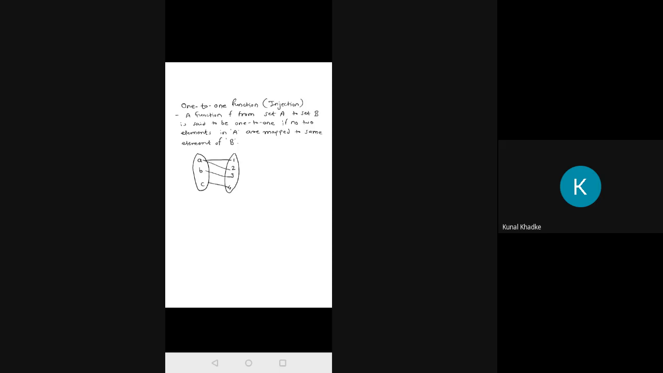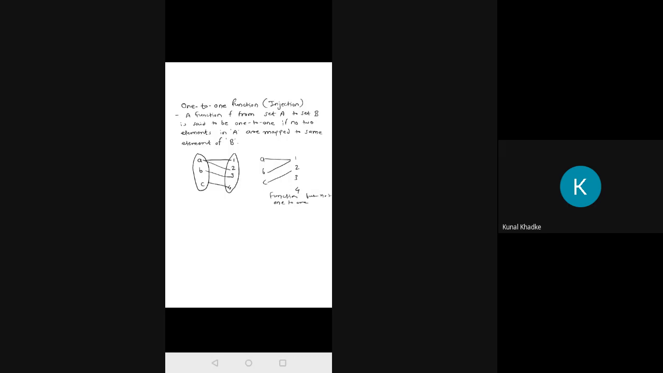Now, one-to-one fails where? Suppose A is also pointing to B, B is also pointing to B, and then C is having this image. So this is a function, but not one-to-one. Clear now?